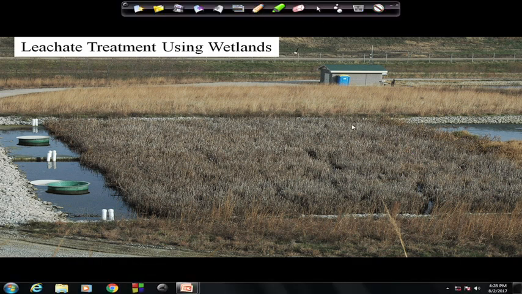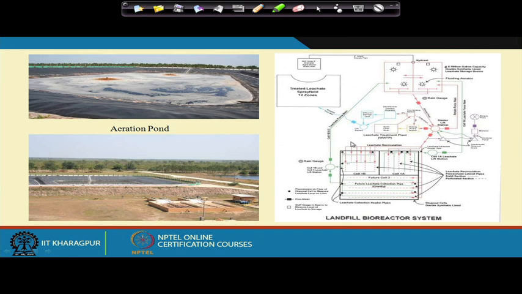So then we have this, we can have some aeration pond, we can have other kind of systems. Here this is a landfill bioreactor system, which has a leachate recirculation system, and from the leachate recirculation, once the leachate is taken out, you don't have to worry too much about this sketch over here, although we'll provide it to you as part of the reading material. You can look at it.